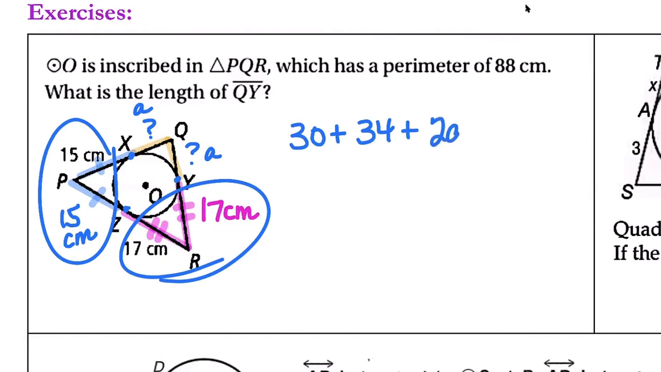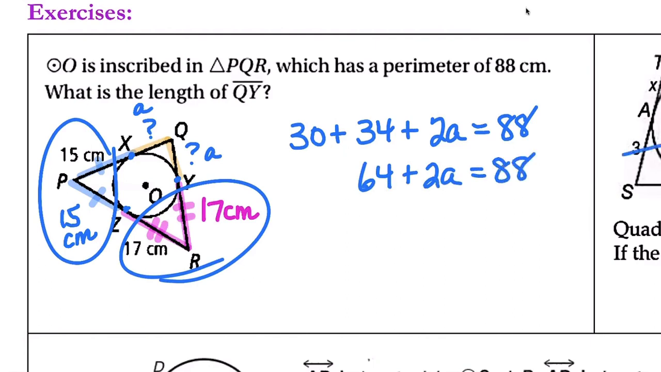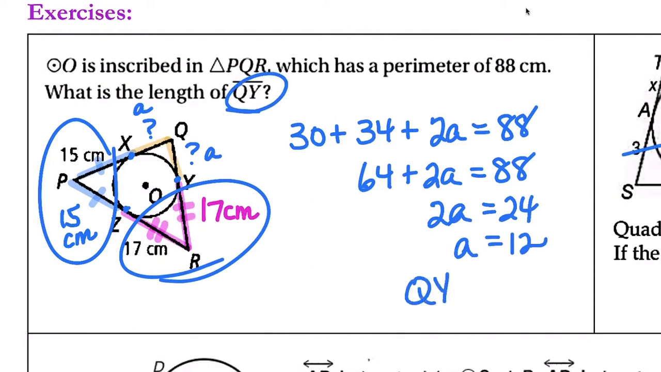So two of those plus 30 and 34 add up to 88. So basically we're just saying take away the two 15s, take away the two 17s, and then divide your last value by 2. So 64 plus 2A is equal to 88. 2A is equal to 24. A is equal to 12. It asks you for the length of segment QY, and A is the length of segment QY. So QY is 12.